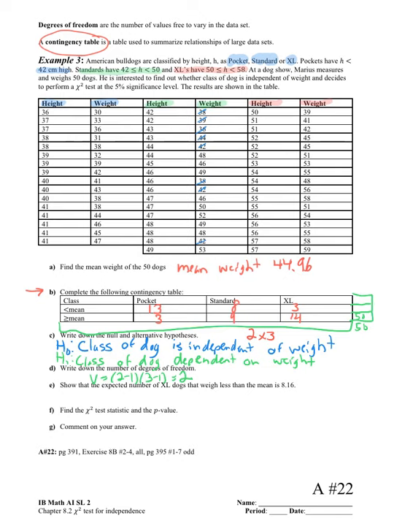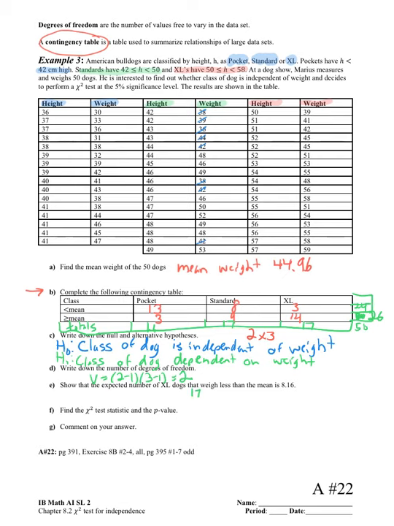We should have 13, 8 is 21, and 3, 24 of them weigh less than the mean. And that means 26 of them weigh more than the mean. And then there were 16 pockets, 17 standards, and 17 XLs. And that should all add up to 50. So you have to create your totals, columns and rows. Sometimes they're not always going to be given to you.